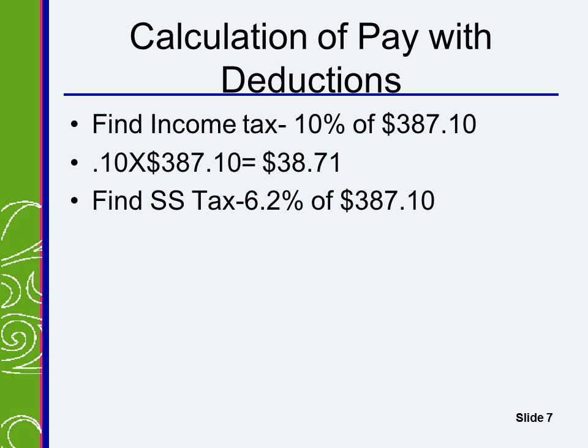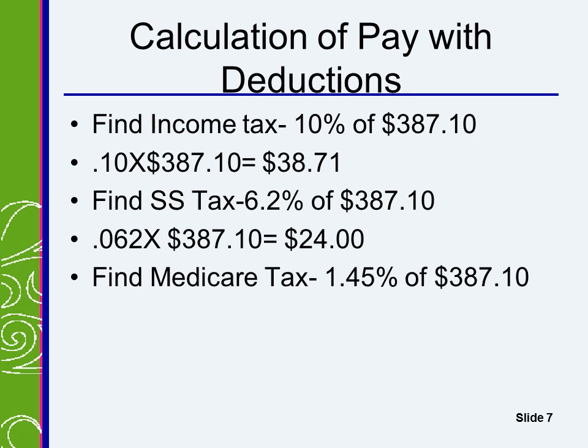The Social Security tax, 6.2% of $387.10. Take the decimal, move it over to the left 2 spots, 0.062 times $387.10 gives you $24 that was taken out of her paycheck for Social Security tax.